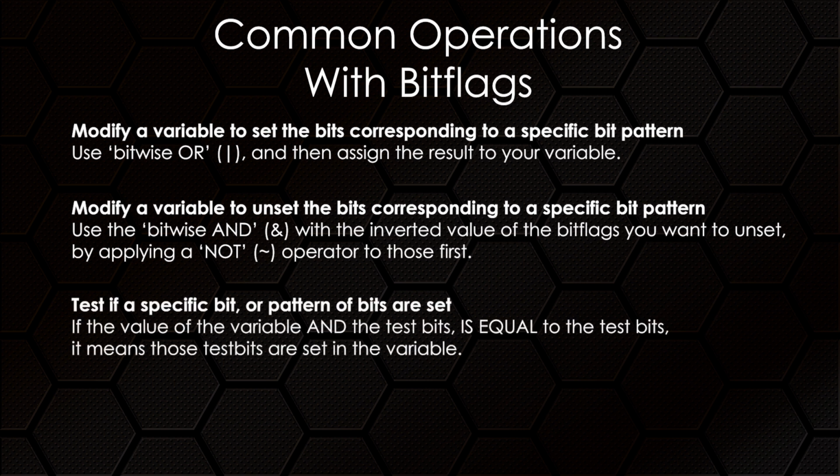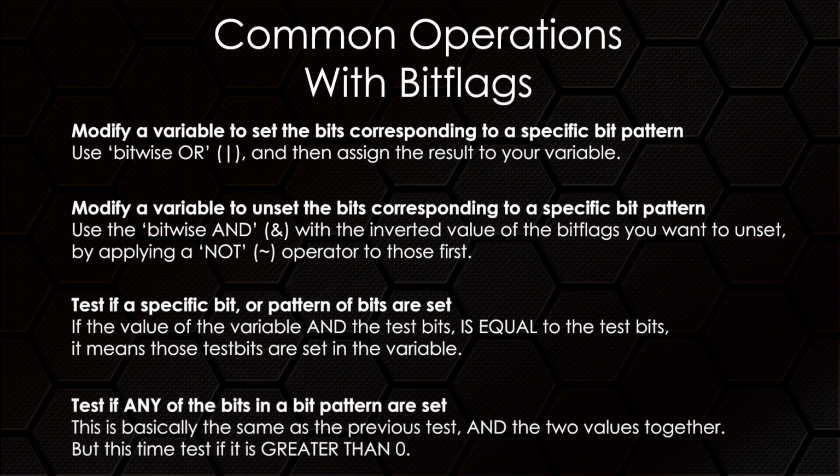If we want to test a value to see if a specific bit is set or a specific pattern of bits are set, we take the value and we do a bitwise AND operation with the test bits. If the result is equal to the test bits, it means those test bits are set in the variable.